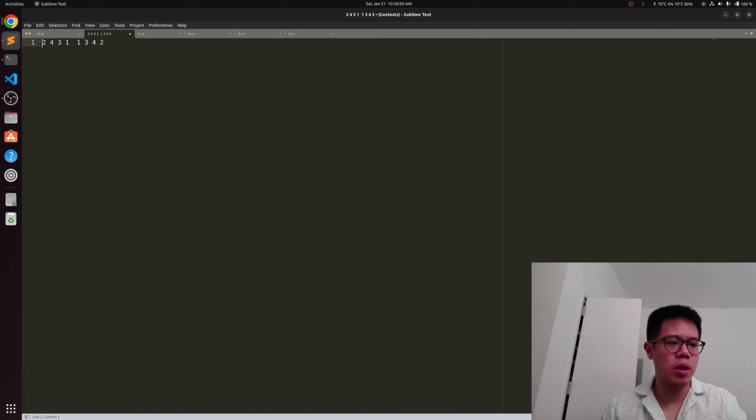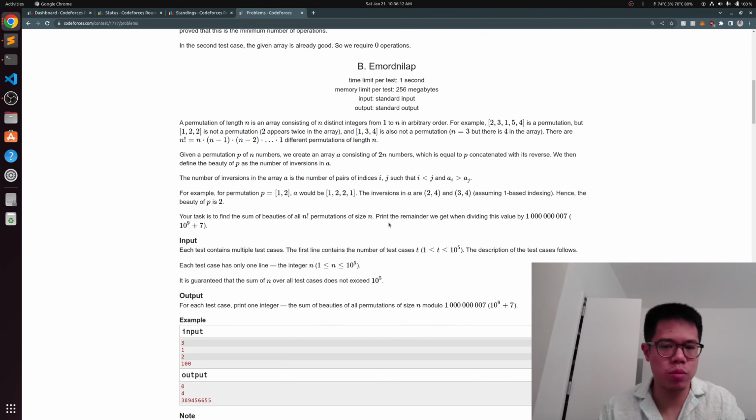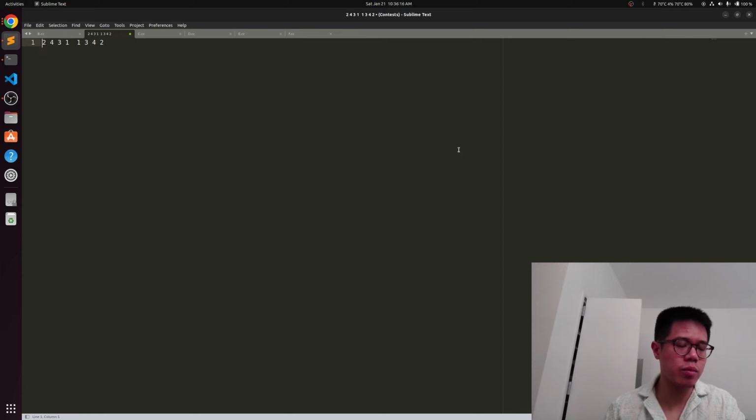Well, in terms of inversions, for every pair of numbers here, for example, 2 and 4, they're either going to have an inversion in this half or they're going to have an inversion in this half because the order is flipped. Inversion means that a bigger number comes before a smaller number. So there's two types of inversions: the inversions that are within each half and the inversions that cross each half.